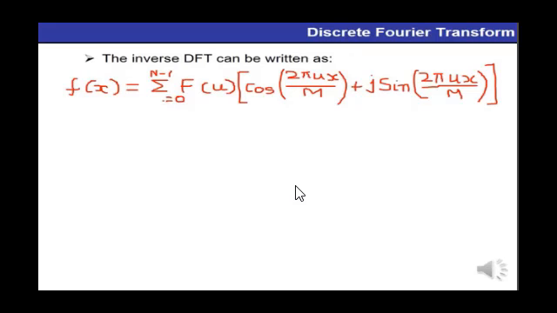Now we can get the inverse DFT, that is, the original function, by applying the inverse discrete Fourier transform. It is f of x equal to the summation of F of u cos 2 pi ux upon m plus j sin 2 pi ux upon m. Instead of minus here we have a plus sign. So remember this.